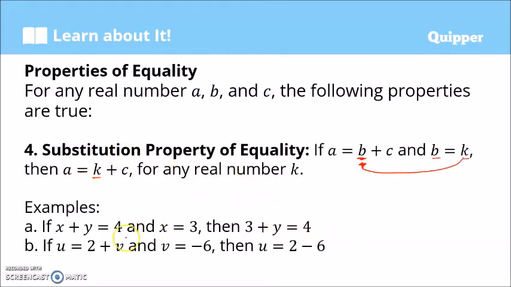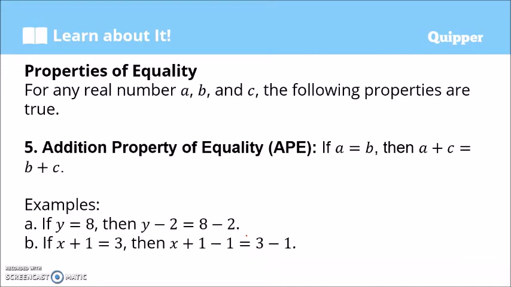Let's have another example. If u equals 2 plus v and v equals negative 6, then u equals 2 minus 6. We have here two variables, u and v, pero ang sabi si v daw ay equal kay negative 6. So, magsisubstitution tayo. Papalitan natin si v dito ng negative 6. So, naging 2 minus 6. Notice, isa na lang yung variable, si u na lang. Okay, so that's substitution property of equality.